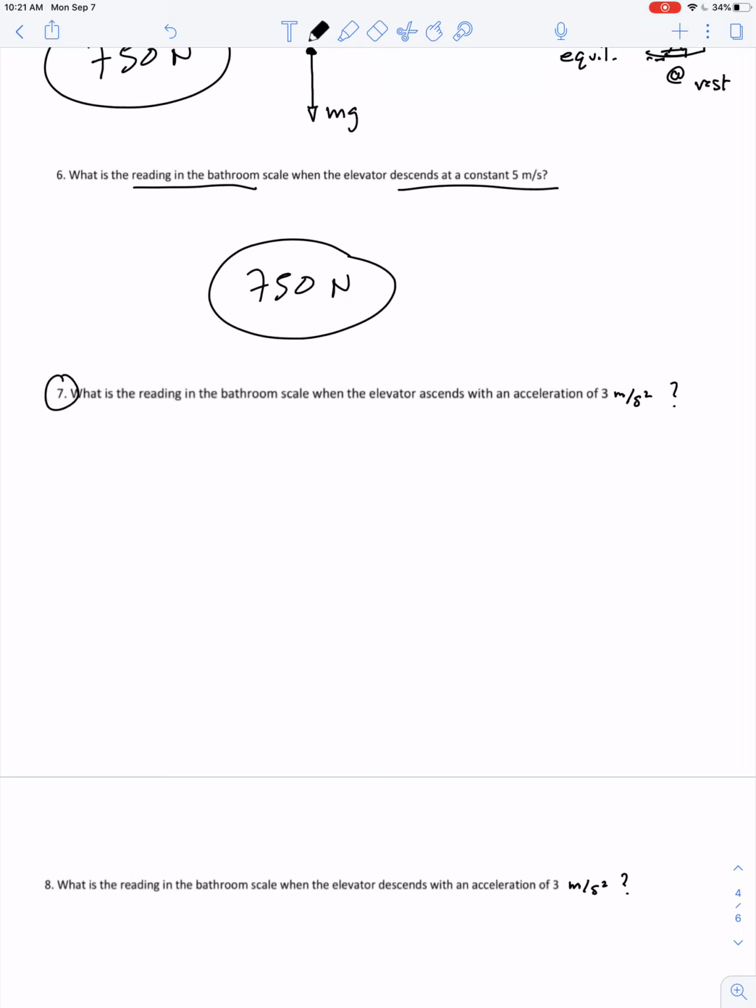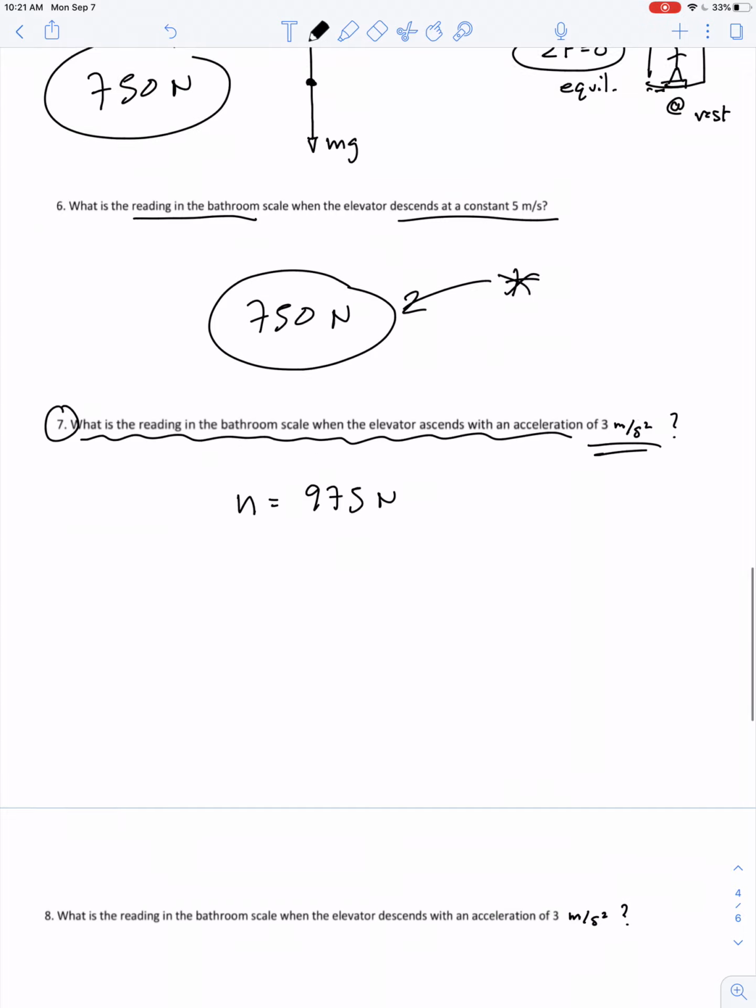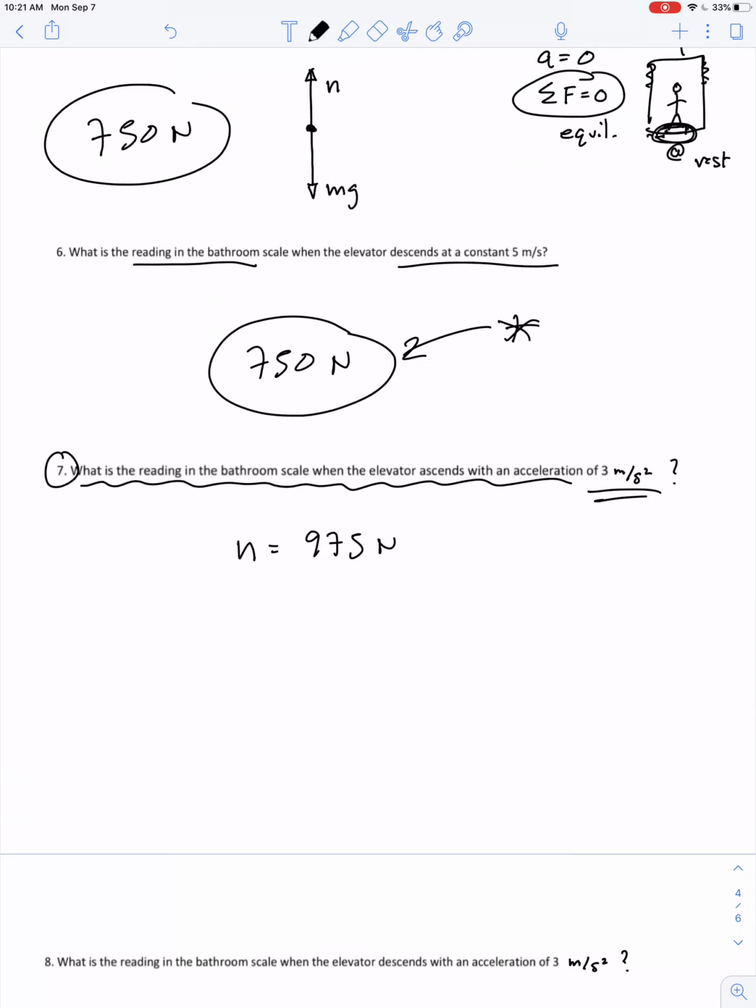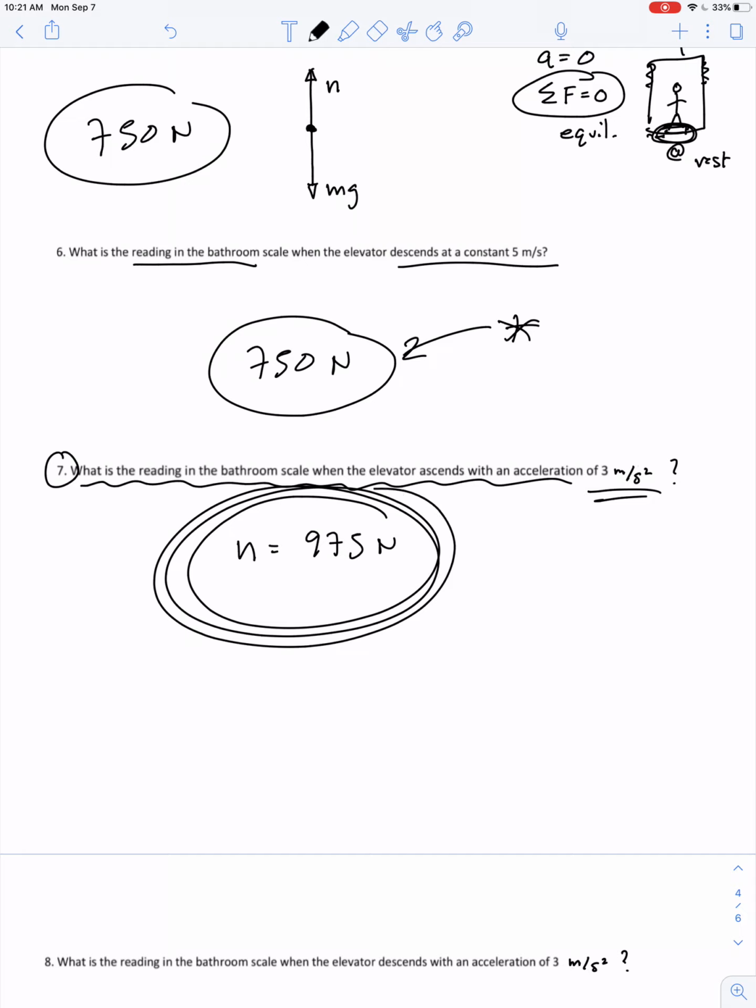I think this question number 7 we already answered. What's the reading in the scale when it ascends at 3 meters per second squared? Right. That's the case where the normal force was 975 newtons. So if you ascend upward with an acceleration, then you feel heavier. You don't feel that same 750 newtons of force registered by the bathroom scale between your feet and the floor. You feel a larger amount of force of 975 newtons.